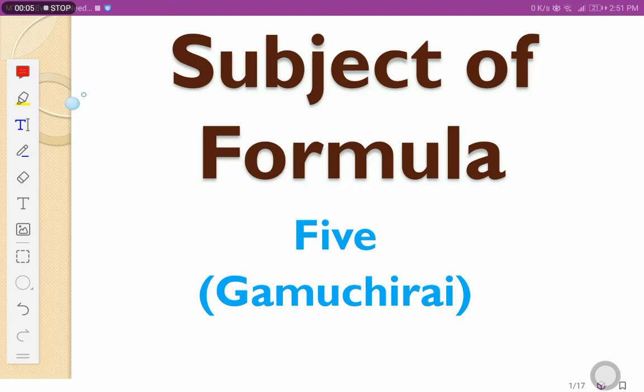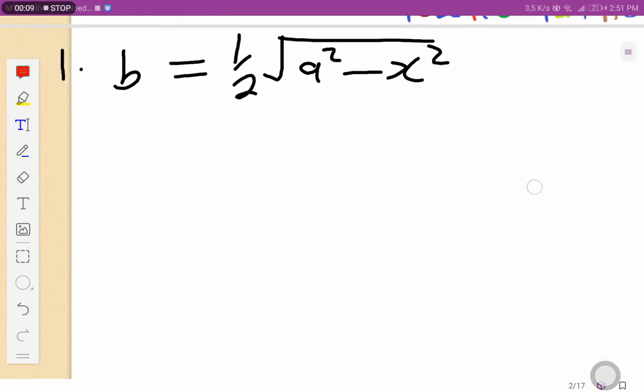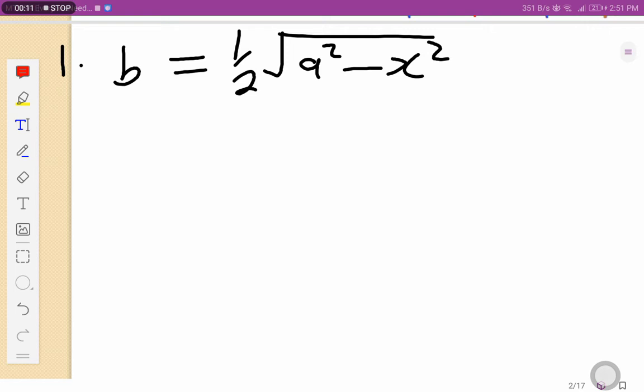Today we are looking at the subject of Form 5, where we are continuing with some square root problems. So here I've got a square root problem. What we do when we have a square root problem is this. For starters, I would want to remove this 2. So I'll multiply both sides by 2.